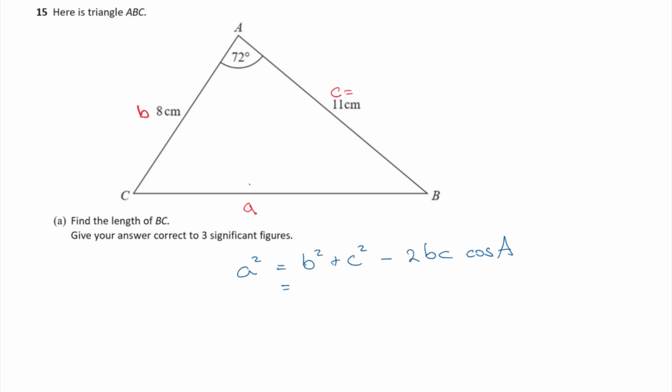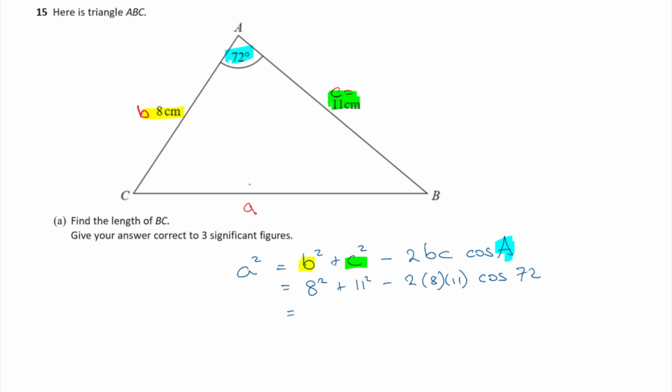Okay, so I know b is over here, it's 8, so 8 squared plus, I know c, it's over here, look, it's 11. 11 squared minus 2 lots of 8, lots of 11 again, cos the angle, and I know the angle as well. Angle A is up here, look, it's 72. So it's cos 72. Okay, so that's it.